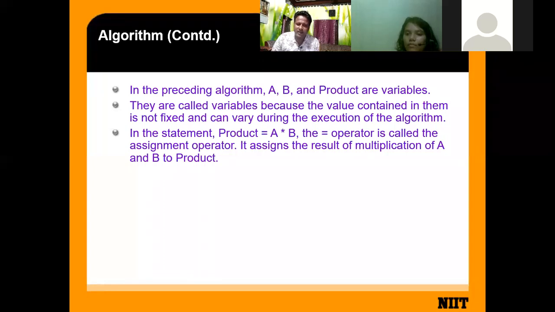So in the statement, like we define product equals A into B. So A and B and product are called variables, or a location where we store the value. In A into B, A and B are called variables. Here multiplication is called the operator. It assigns the result of the multiplication of values A and B to product.